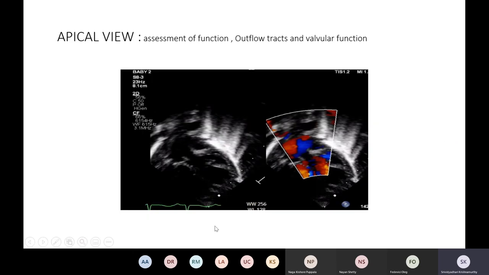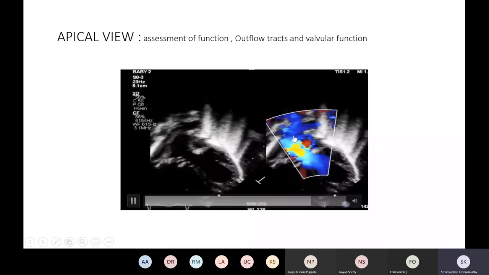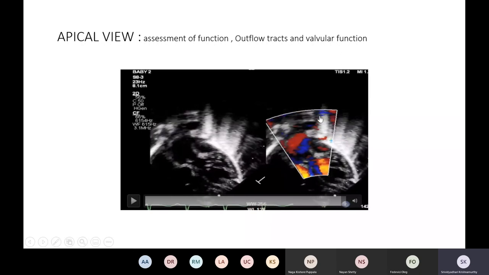So coming to the apical view, what are we looking at? We are assessing the function, and of course we are looking at the valvular function as well, and the outflow tract. And this picture does show the left ventricle giving off the pulmonary trunk, which is branching there.